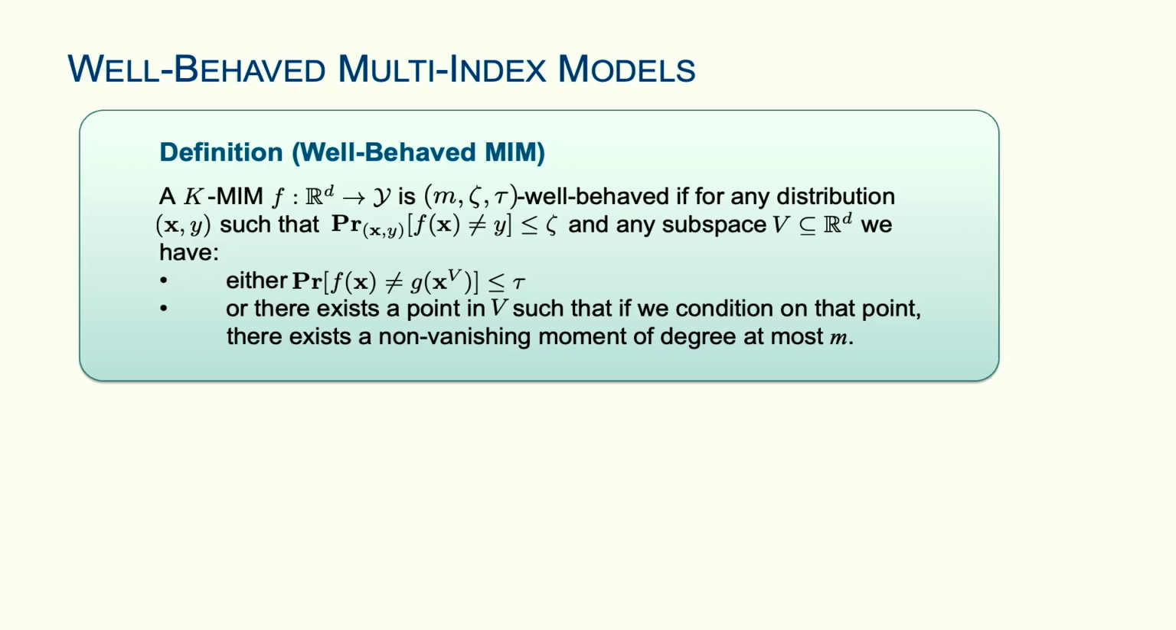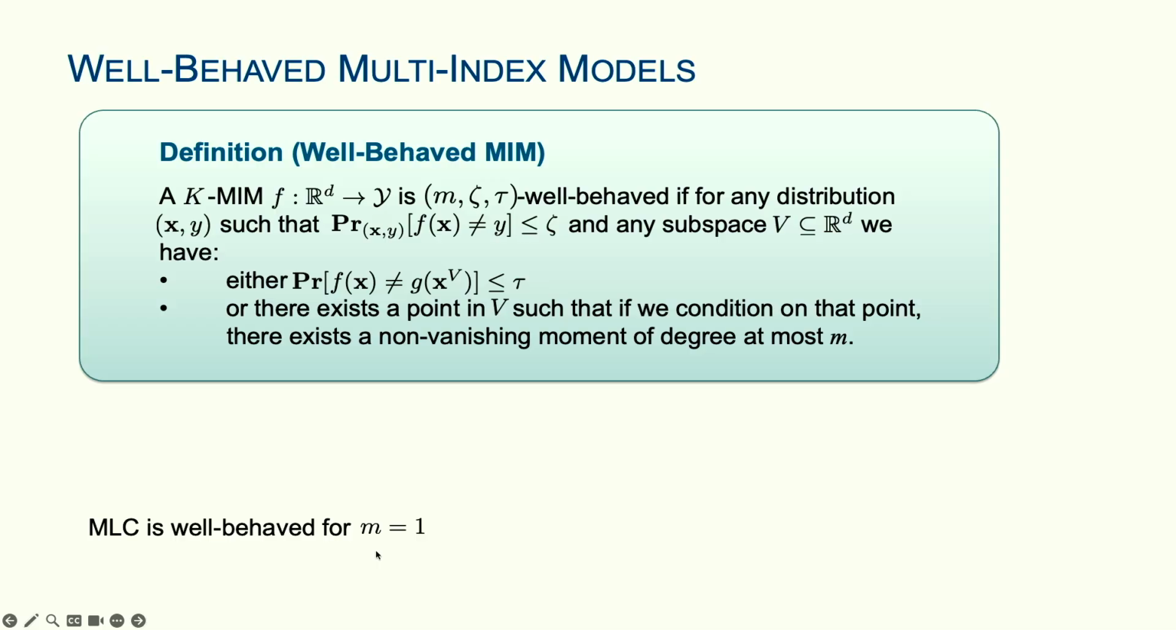And for people who have seen prior work on single index models, in particular something called the generative exponent, this is a robust generalization of the generative exponent to multi-index models when you want to do PAC learning with label noise. The arguments that I didn't have time to present earlier actually tell you that multi-class linear classifiers are well behaved, and the parameter m in this definition, which is the degree of the moments you need to use in the subspaces, is 1.